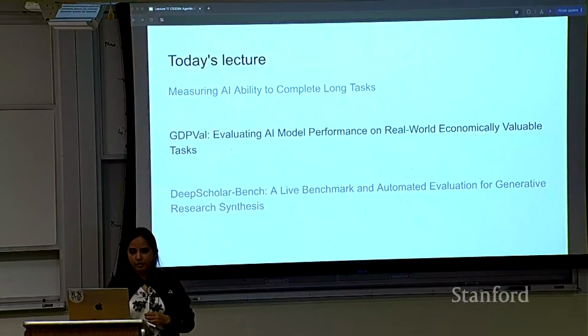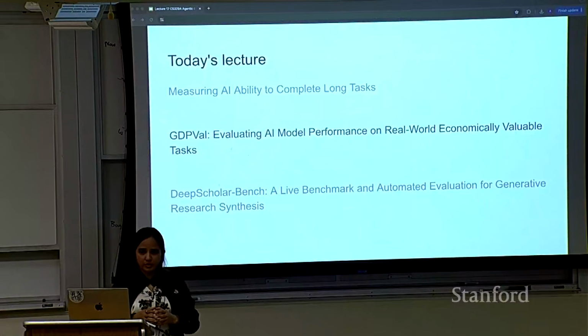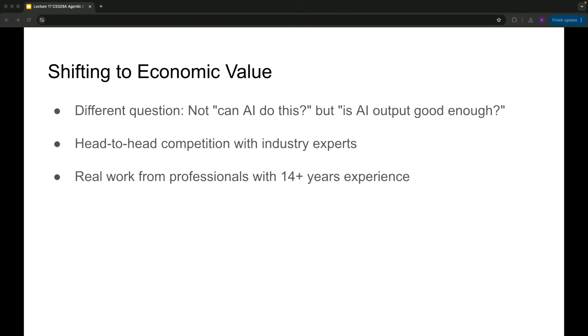Okay, so the next paper that we will look at is GDPval, which evaluates model performance on real-world economically valuable tasks. Instead of asking the question, can AI do this, where you have a task you want to delegate to AI, here the question is: if we were to give this task to the model instead of a human, is the output good enough? The win rate is directly against industry experts, as the task suite is designed as real work from professionals who have more than a decade of experience in their fields.